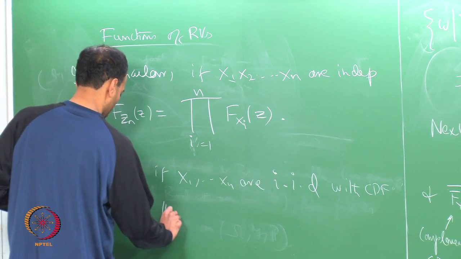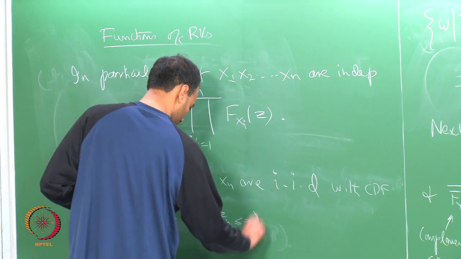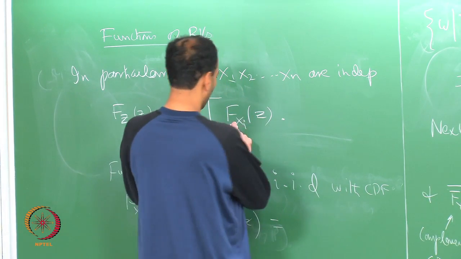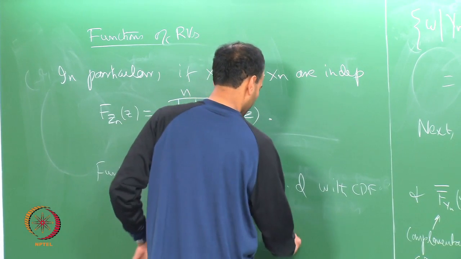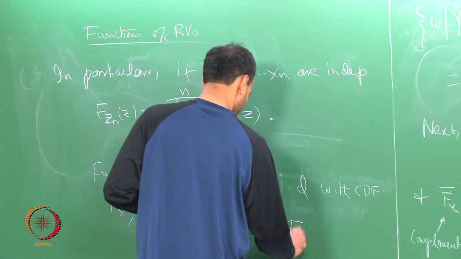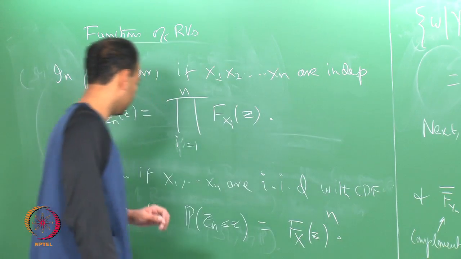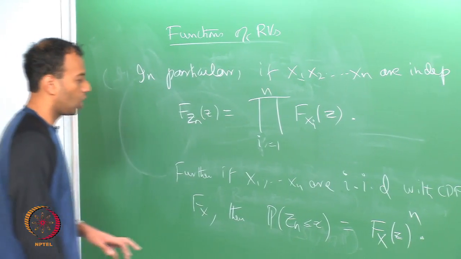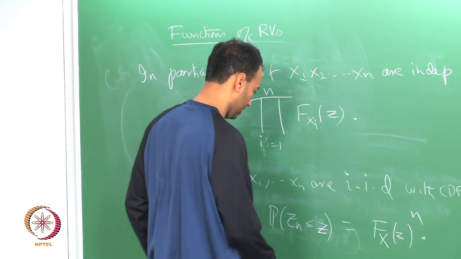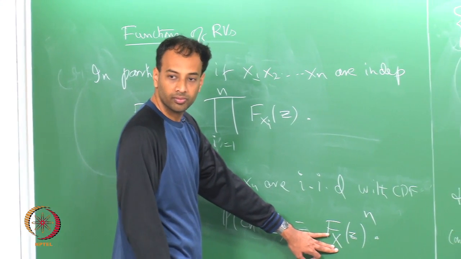Then the maximum will be distributed as, all these are the same function now, so it will be the nth power. So if they are independent, you will multiply the CDFs. If they are independent and identically distributed, you will take the nth power of the common CDF, evaluated at z here.